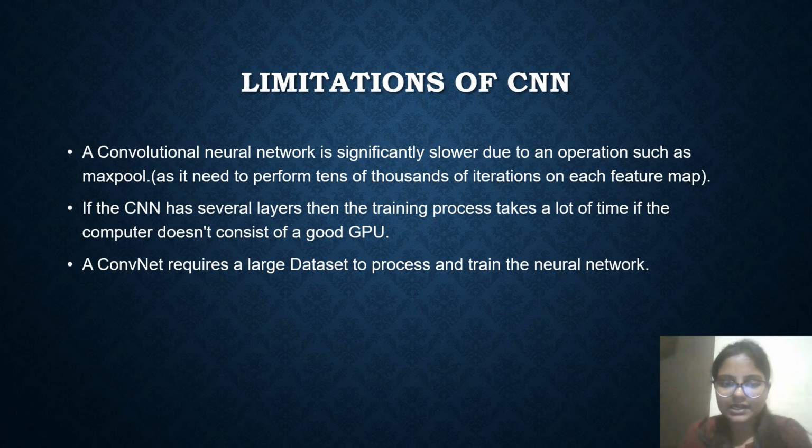A convolutional neural network also requires a large dataset to process and train the network, which is a limitation, as some input image collections cannot provide a large dataset.